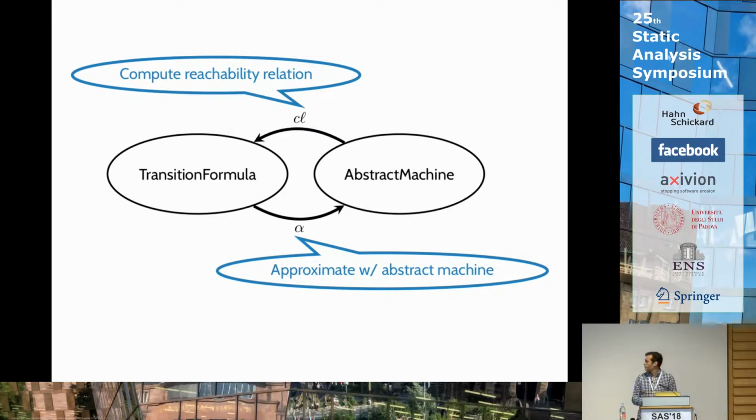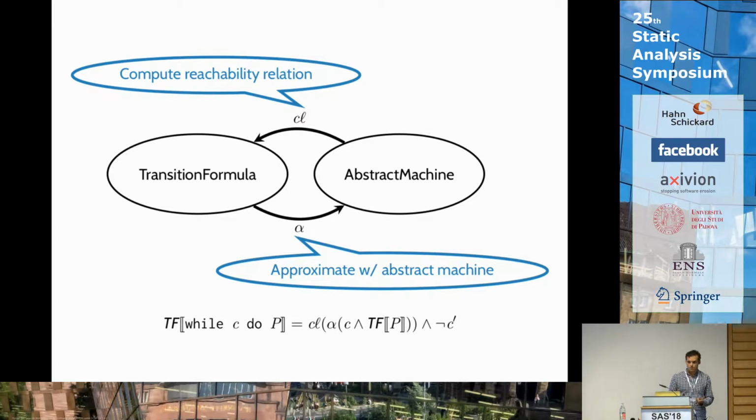All right, zooming out, what we have is some class of abstract machines. Here we've used affine maps, for which we know how to compute the reachability relation. So there's some function, which I'll call CL, that maps each machine into a formula that represents the transitive closure of the transition relation of that machine. We also have some mechanism for taking a transition formula and approximating it with an abstract machine. And the way that I'm going to analyze a loop is essentially just to compose these two things.